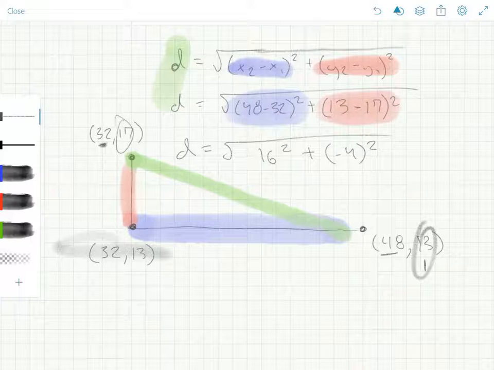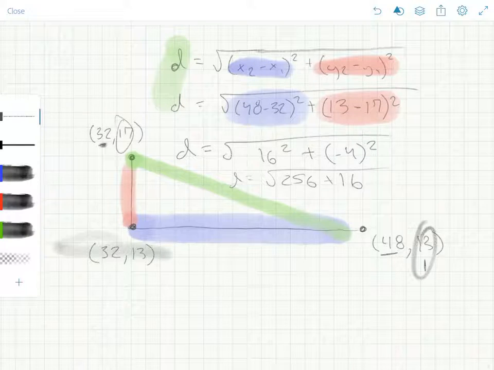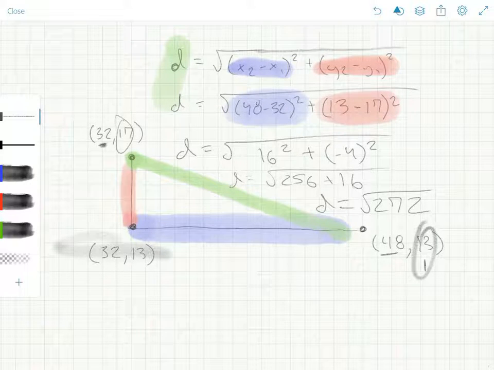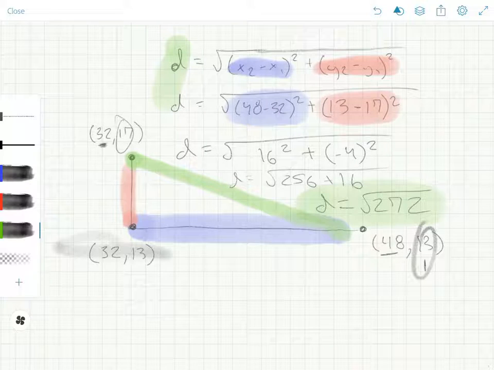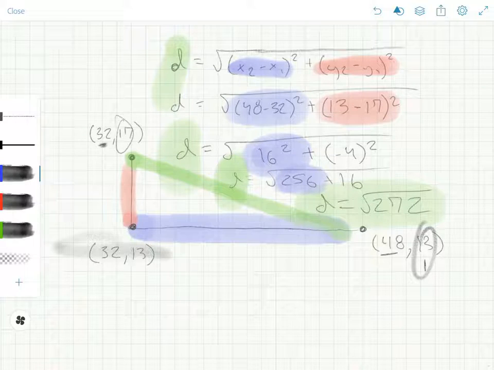Now we just do the squaring and then the square root. So PEMDAS and order of operations is really important here. 16 squared is 256, and -4 squared is positive 16. So the distance is equal to the square root of 256 plus 16. Mental math should carry us to, let's see, 272. So the distance is going to be the square root of 272. And in a different video, I will break down how to properly simplify that expression.